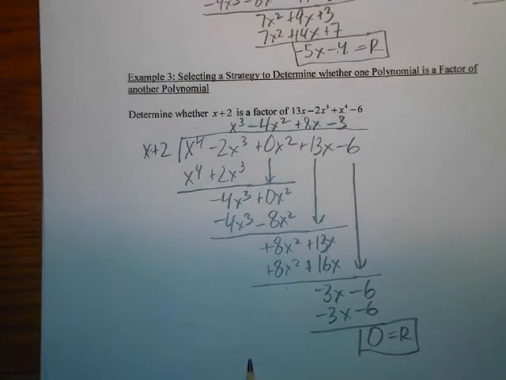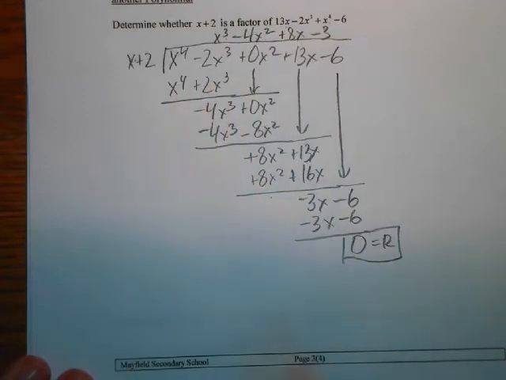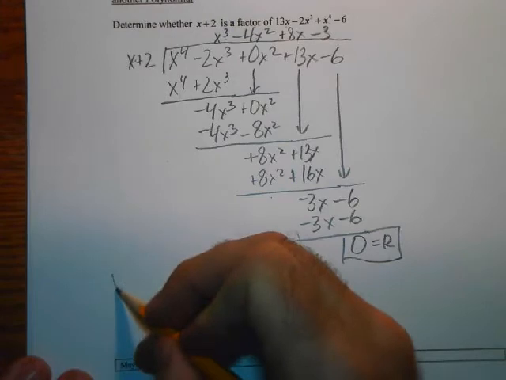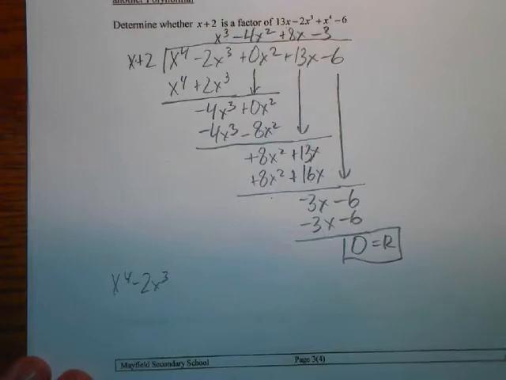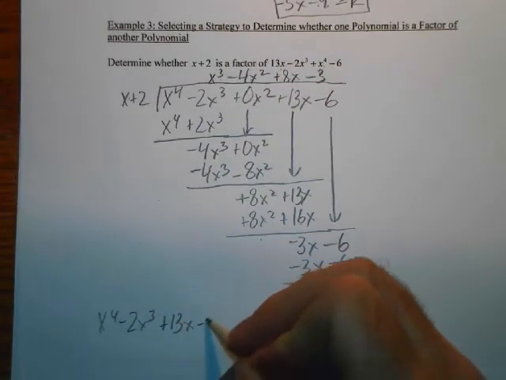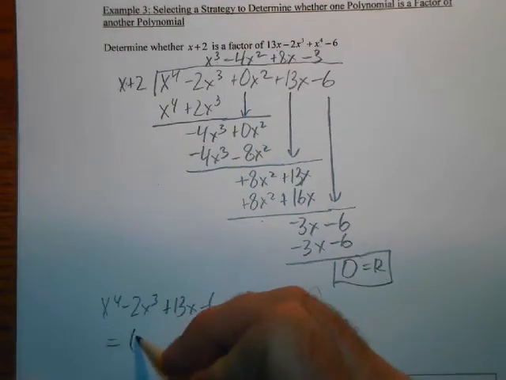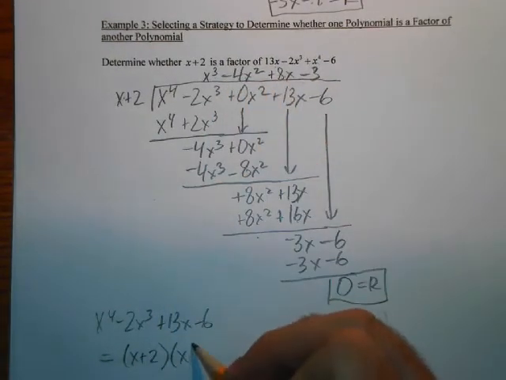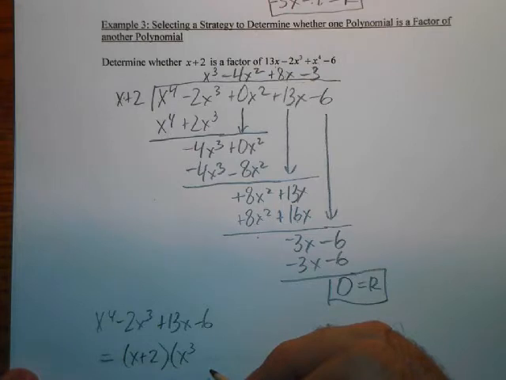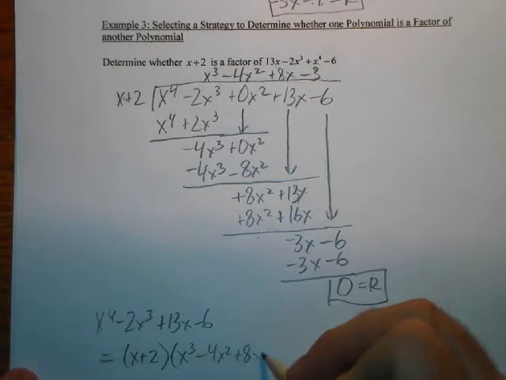What this has basically told me, just to show you what I mean, is that when I do a division statement here, I can say that x to the 4th minus 2x cubed, and now I can leave out the 0x squared, I don't really need it, plus 13x minus 6 is equal to x plus 2 times what I was dividing by. The order here doesn't matter. Sorry, it's the result here: x cubed minus 4x squared plus 8x minus 3.